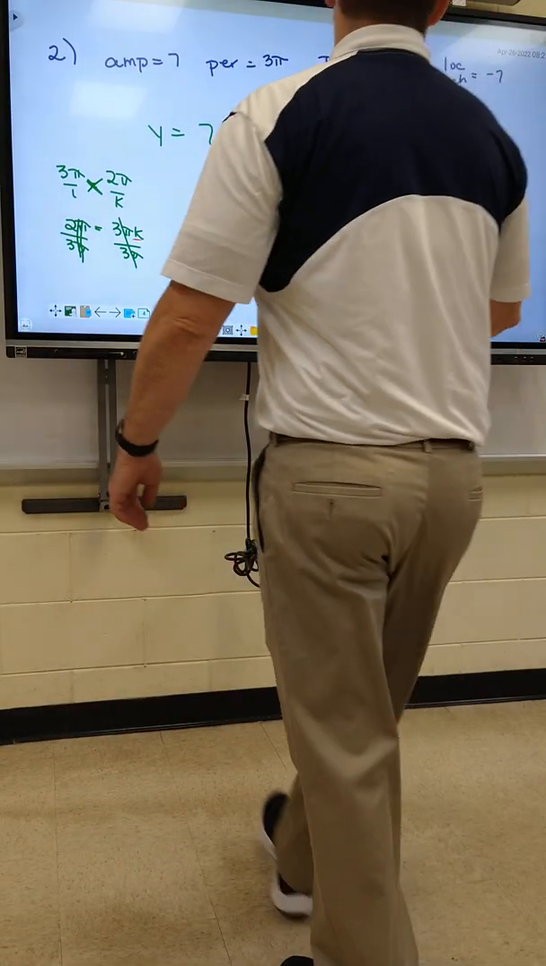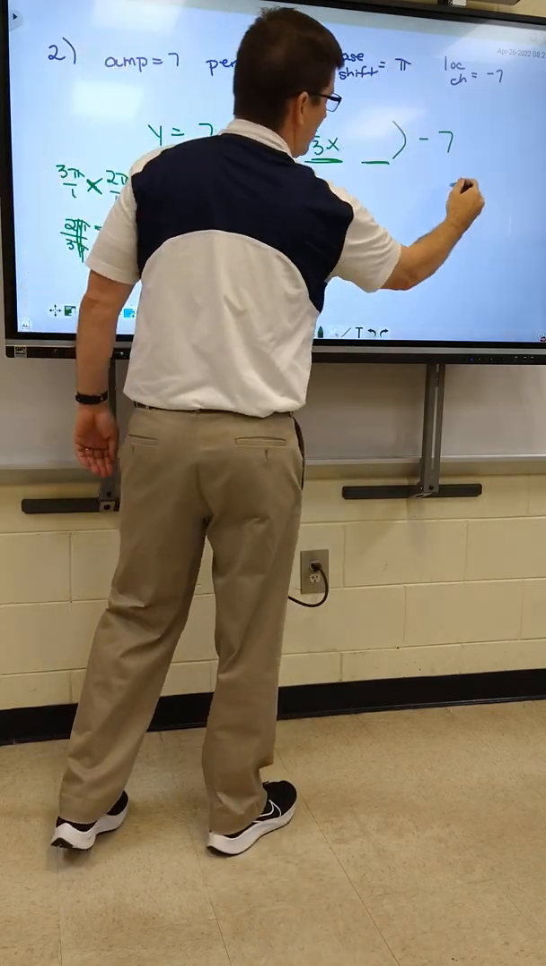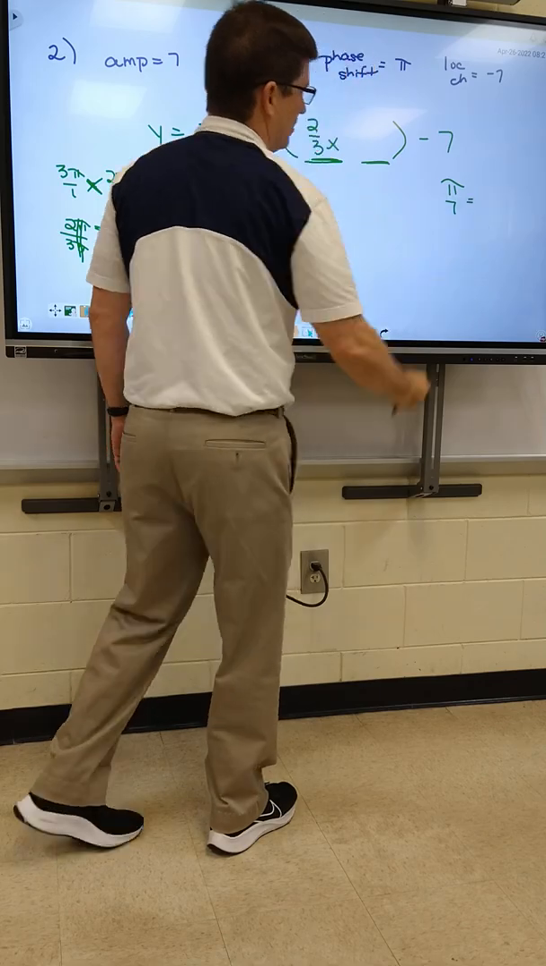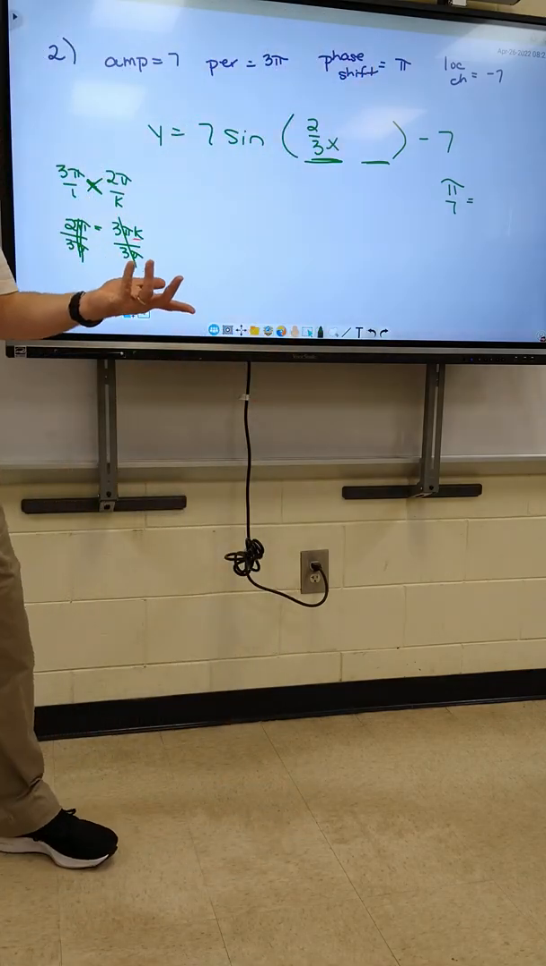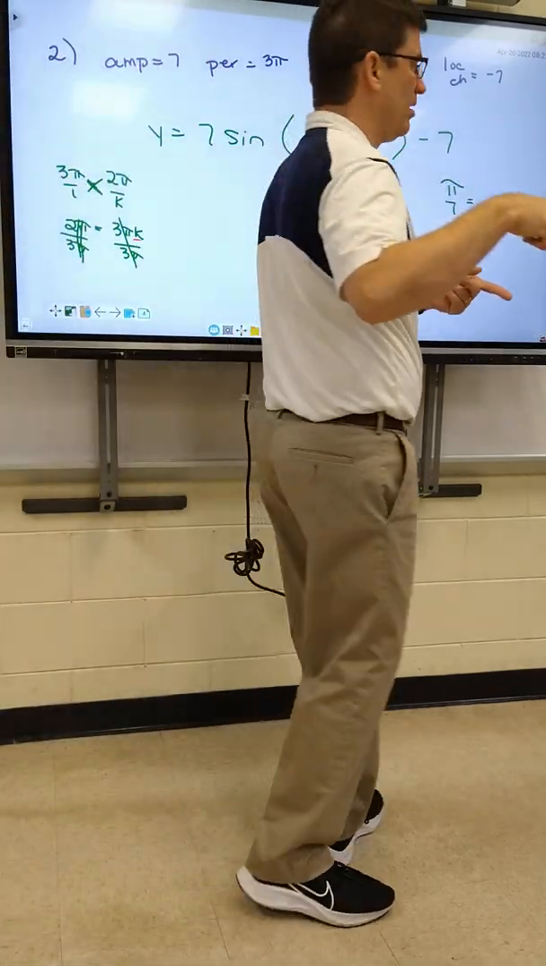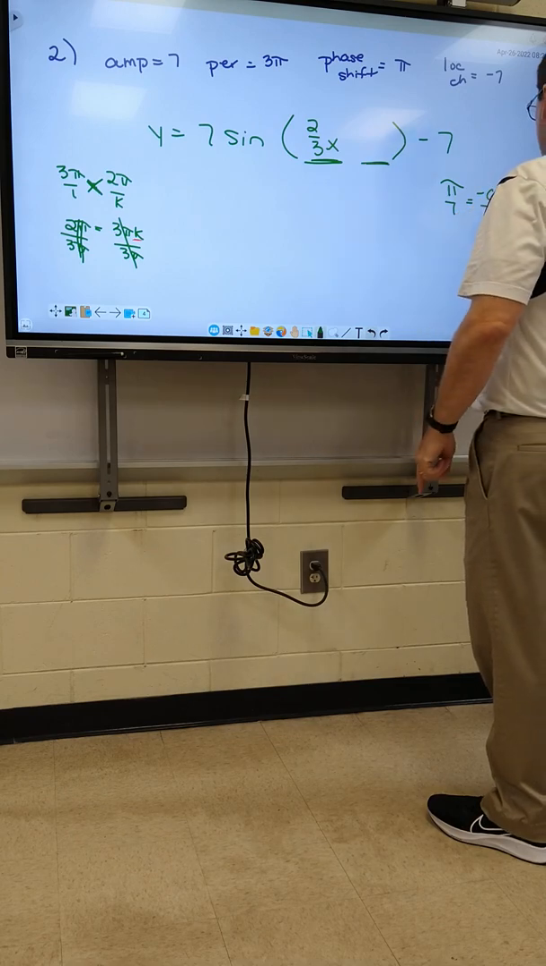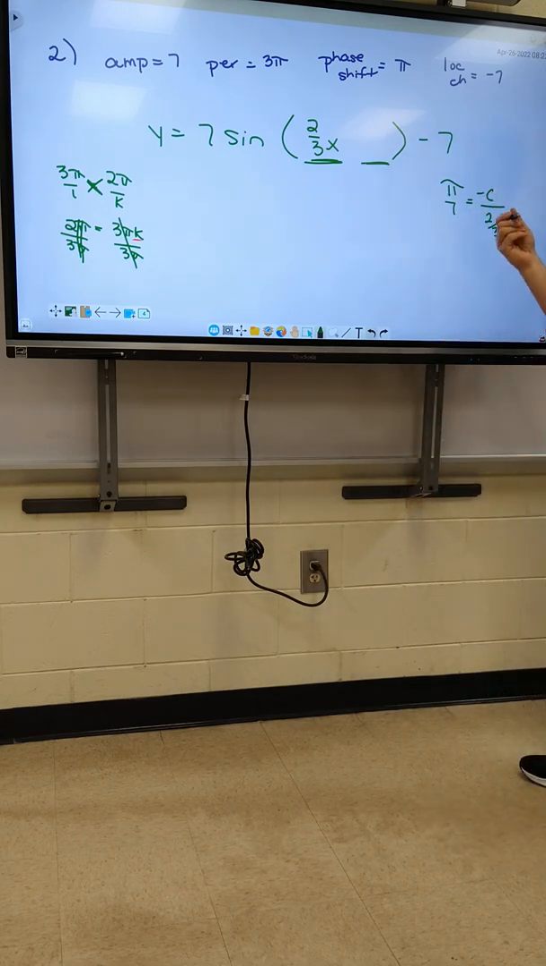All right, to find this other number right here, again, take the phase shift. What number's there? Pi over 1. We set that equal to the formula for phase shift, negative c over k, right? We'll put negative c over 2/3, because you can't put k there. You can't have more than one variable in a problem. Now we're going to cross multiply and divide. See how far you can get.